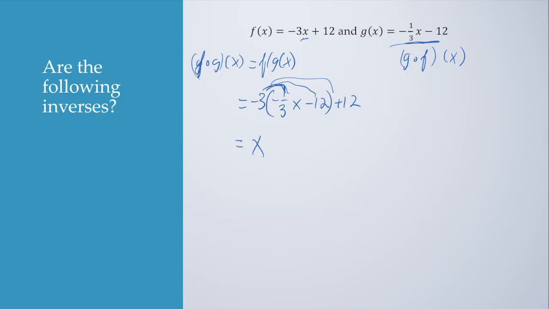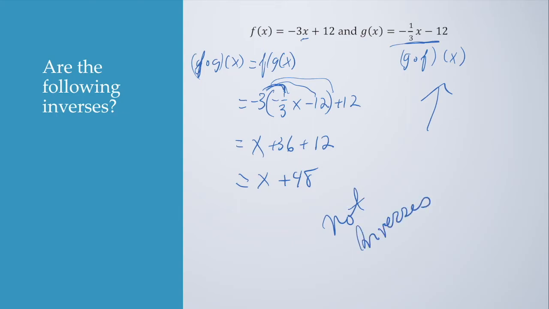Negative 3 times negative 12 is a positive 36, plus 12, oh wait, this isn't going to equal just x by itself. So I can stop here. There's no need to do g composed with f because these are not inverses. They are both functions, they are both one-to-one, but they are not inverses.